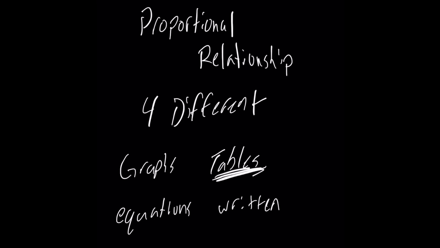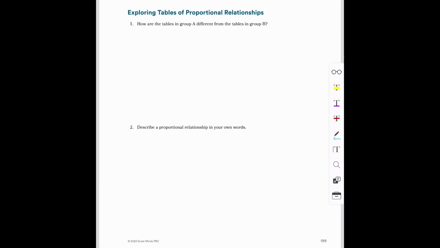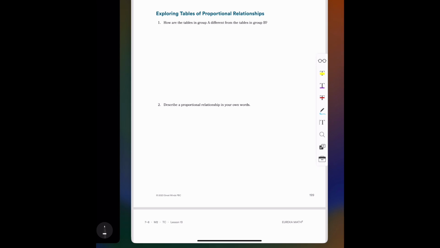Okay, so go ahead and open your book to page 199, because that's where we'll start, so that everybody gets there. Once you know what page 199 is, let's start there. So it should look something like this. Okay. So number one says, how are the tables in group A different from the tables in group B? Okay.